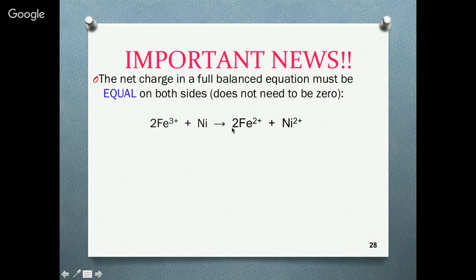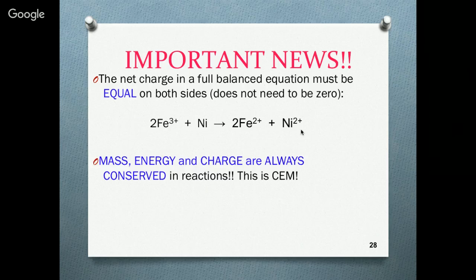On the right of the arrow, you have 2 Fe2+. So the 2 in front of the Fe, that big 2, the coefficient, gets multiplied by the 2+, so that's +4. And you have +2 with the nickel. So +4 plus 2 is +6. So each side is going to be +6. So even though they're not 0, they're both actually +6 in this example. So you don't always have to have them being 0. But regardless, you do have to have mass, energy, and charge conserved.